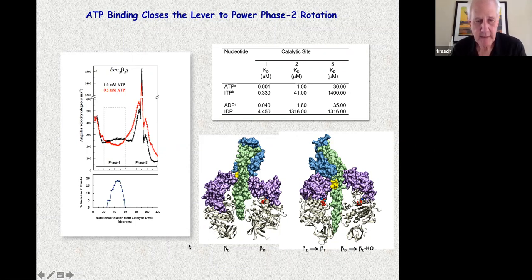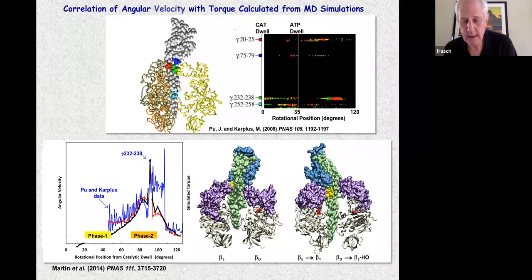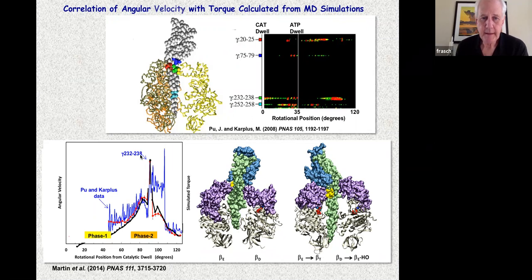Now, this was confirmed by a completely different kind of experiment using molecular dynamics simulation by the Karplus lab. And so Martin Karplus, who had pioneered this molecular dynamics and got the Nobel Prize for it a few years ago, had done this experiment where he forced the lever arm to close on the computer, and then he looked at various locations up and down the gamma subunit to see what was the torque generated.